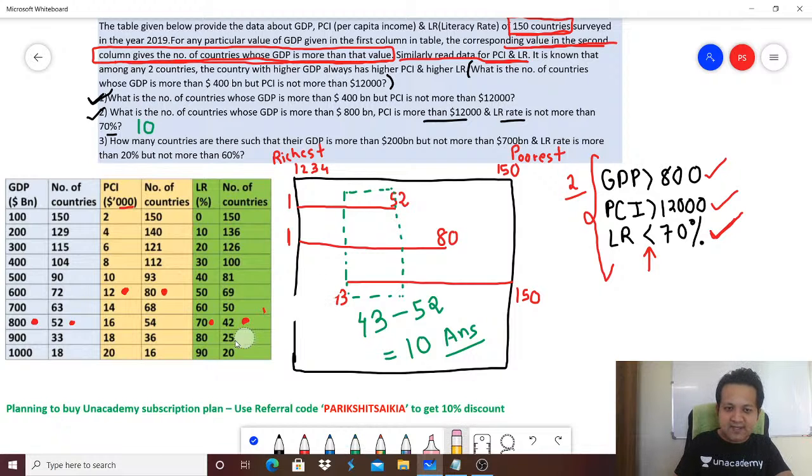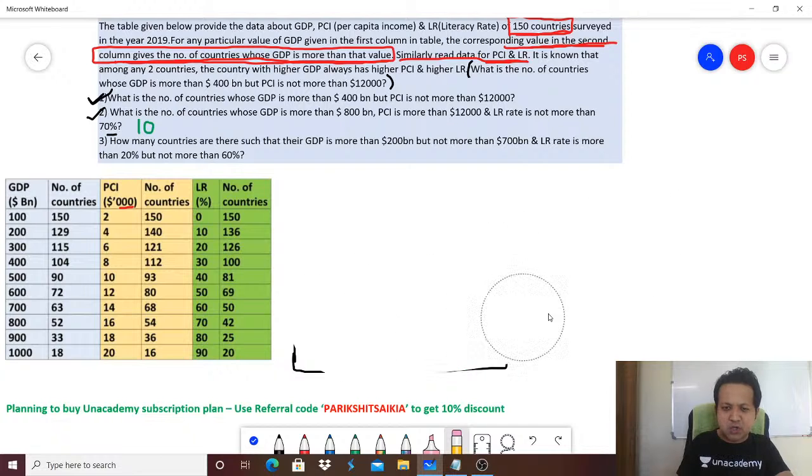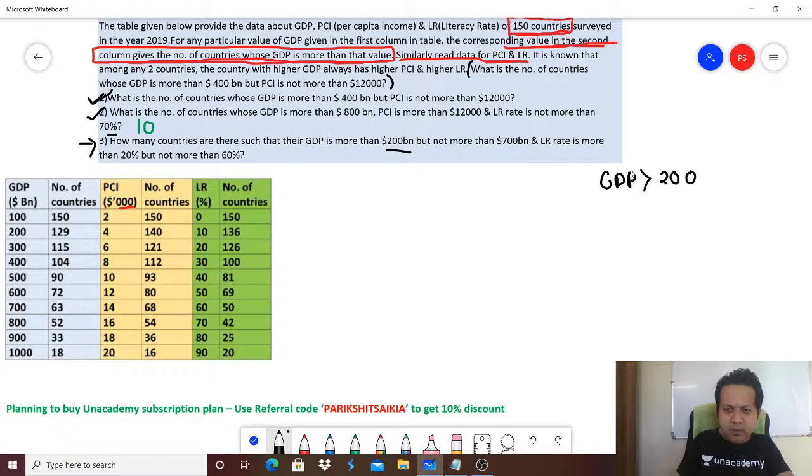If you're able to understand this, this is a super awesome technique which will help you solve any type of sum. Let's look at question number 3 now. How many countries are there whose GDP is more than 200 but not more than 700? GDP is not more, meaning less than 700.